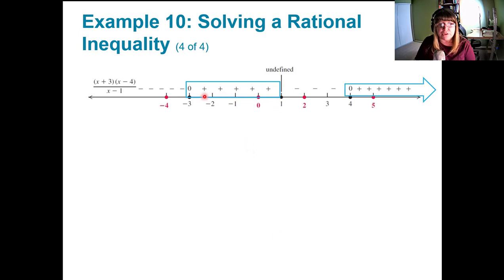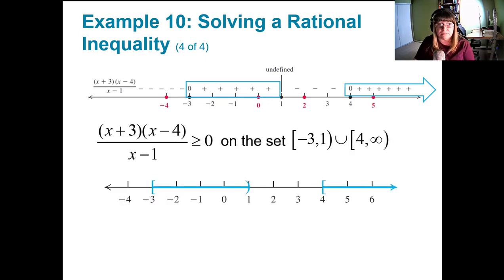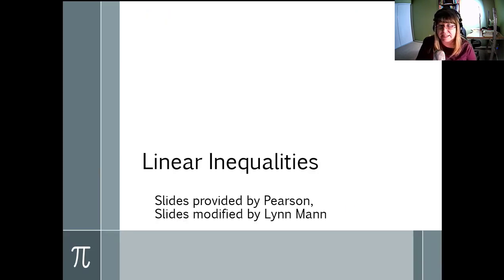Okay, here's a good region, because ultimately I want it greater than or equal to 0. So here's my good region. Here's my good region. And here I'm not including 1. Negative 3, including, all the way up to 1, not including, and including 4, all the way up to positive infinity. Here is our solution.